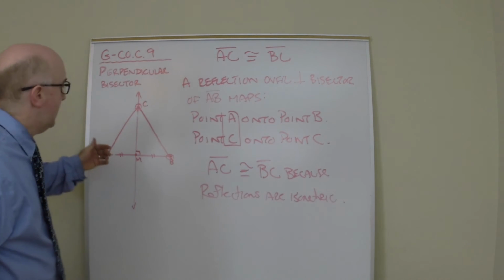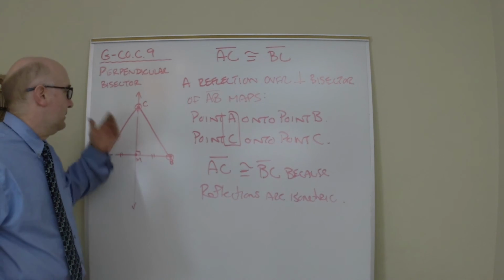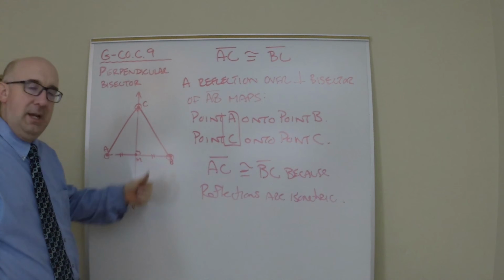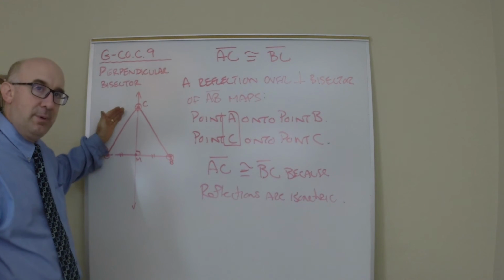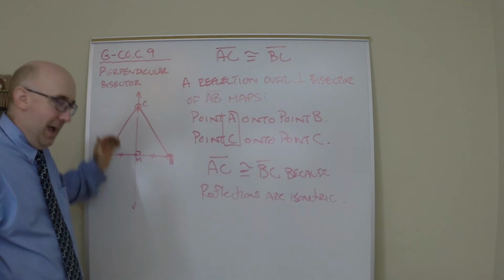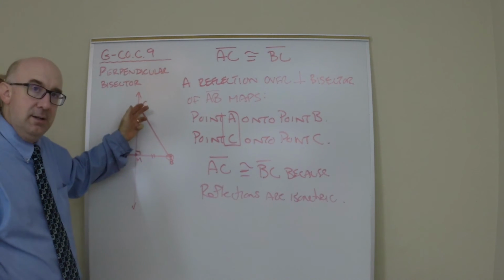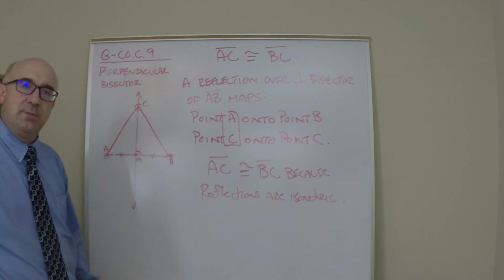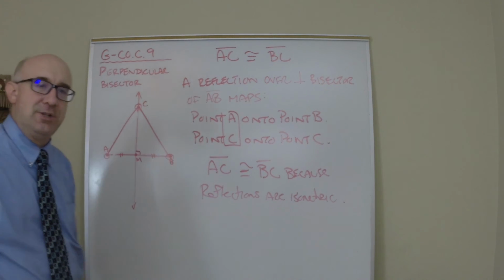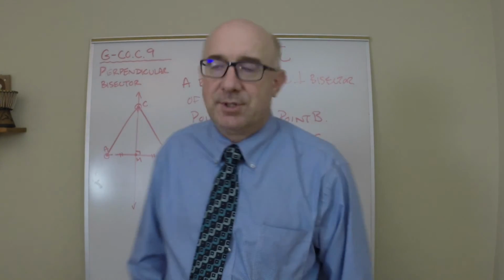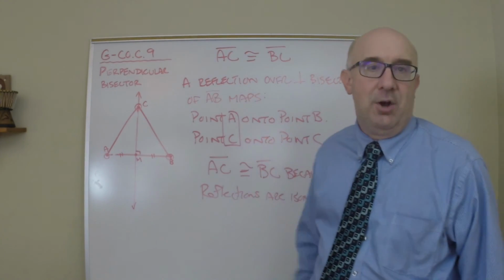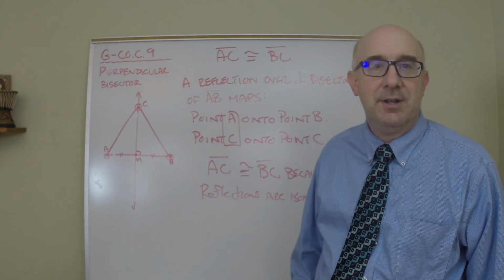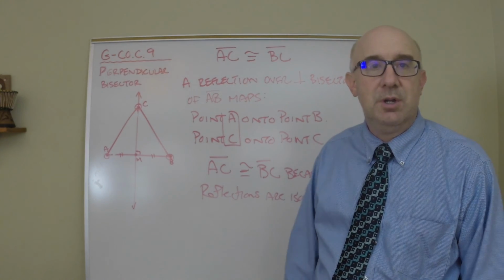In other words, we're going to use a reflection. C went to C, A went to B, therefore AC, the pre-image, mapped to BC, the image, and so they have to be equal because we have an isometric relationship, which establishes that any point C on that perpendicular bisector is equidistant to those two endpoints.